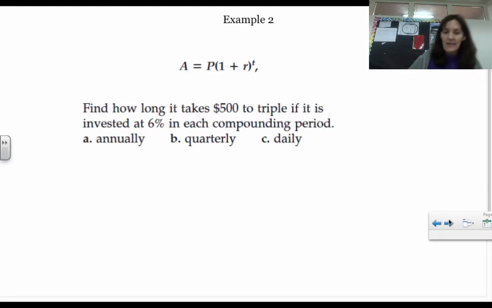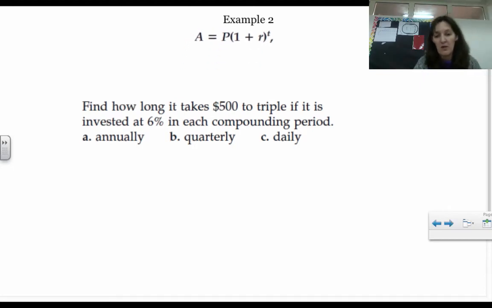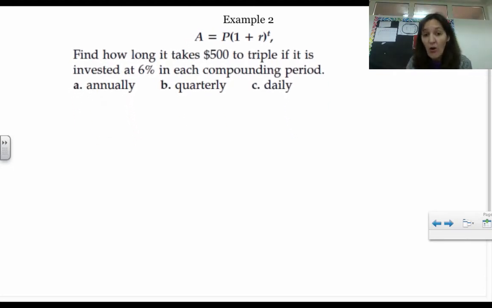So how long does it take $500 to triple if invested at 6% annually each compounding period? I did all three of these, so just be aware of that. If you get bored after the second one and you know how to do it, you can fast forward a little bit. But annually, the 6% is how it compounds each year.